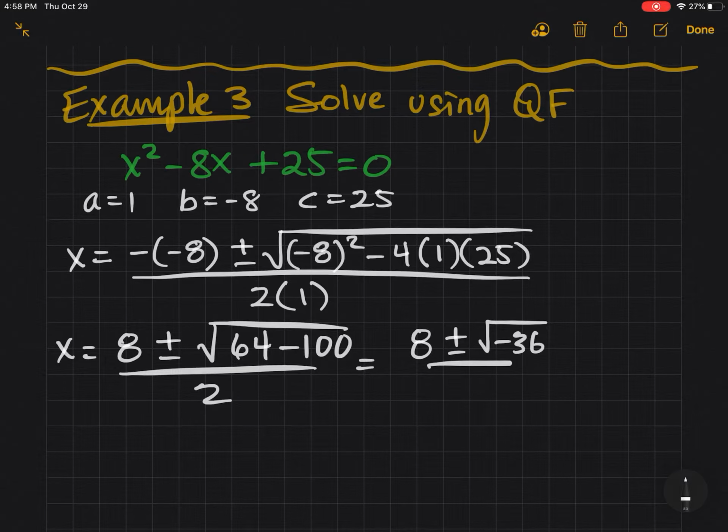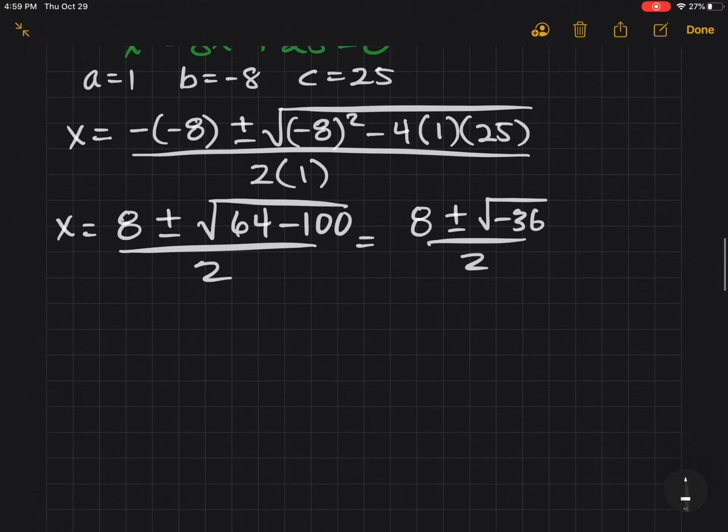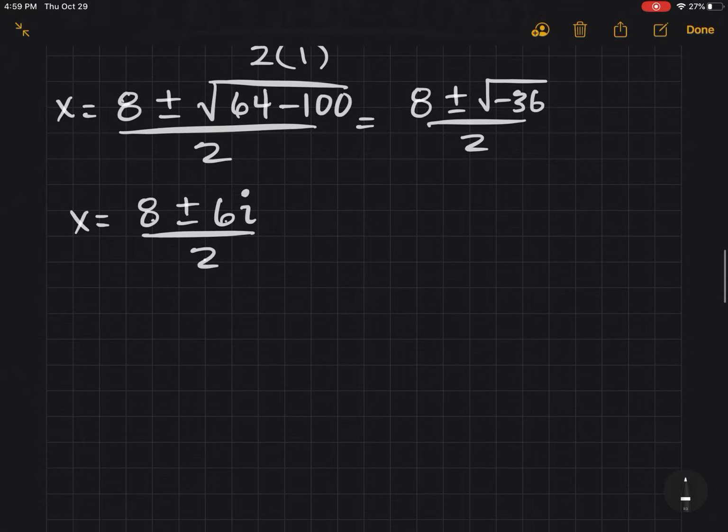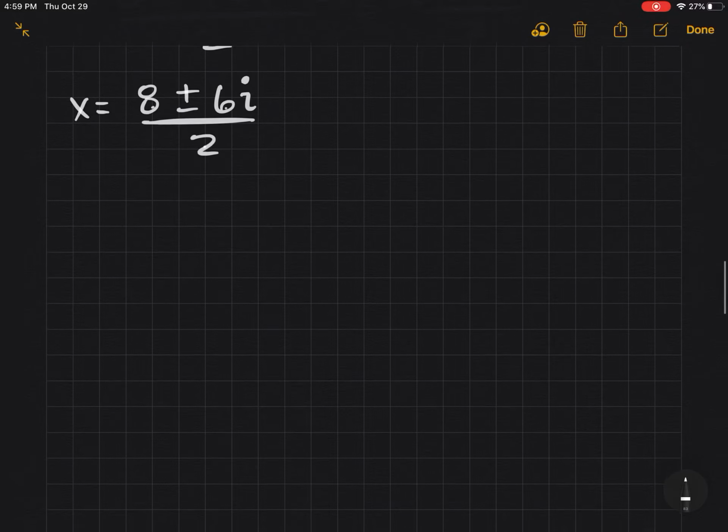Negative 36. And remember, that gives us an imaginary number. So that's 6i. Now, although we can't combine the 8 and the 6i, we must continue to simplify because I can see that there's a common factor of 2 in all of these numbers. So we have two ways that we can proceed with simplifying.